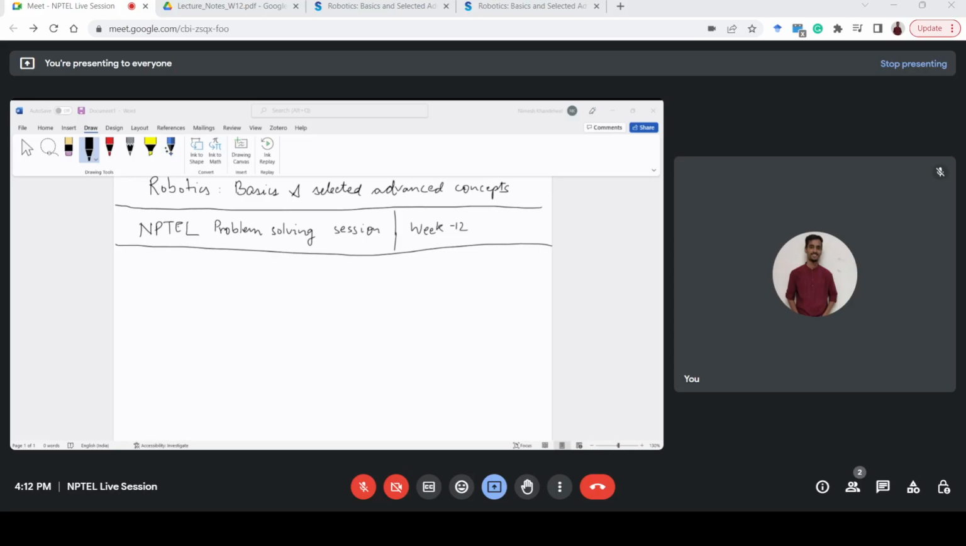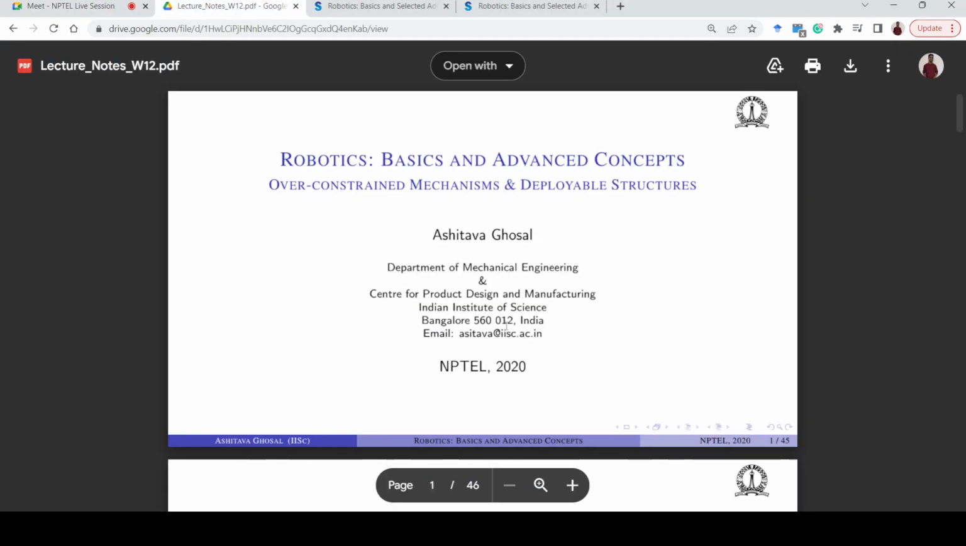Good evening, everyone. This is the NPTEL problem solving session for the course Robotics Basics with Selected Advanced Concepts. And this is the session for week 11 and 12. I will be going through the lecture notes of this week and discussing some of the assignment problems, not the solutions, but how to approach them and how they relate to the lecture notes. So let us start with the lecture notes.